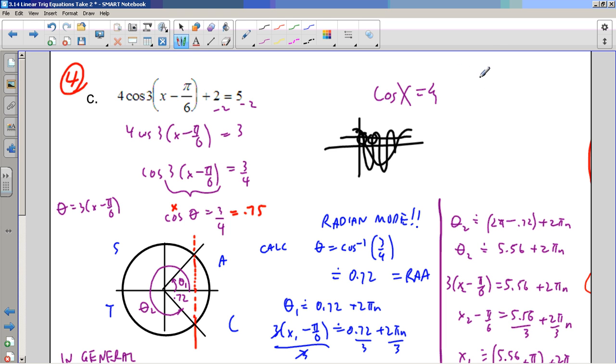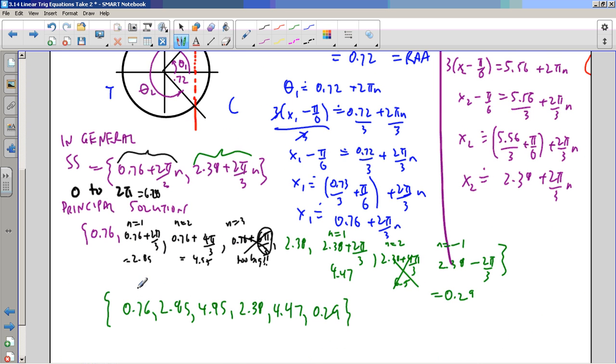Does it make sense that this thing would have 6 principal solutions? Well, how many did cos theta equals have? It had 2 solutions, right? But then I squished it back by a factor of 3, right? Horizontal compression factor 3, period change factor 3. Does it make sense? I would have 3 times as many solutions. 1, 2, 3, 4, 5, 6 solutions. Absolutely, that makes sense.